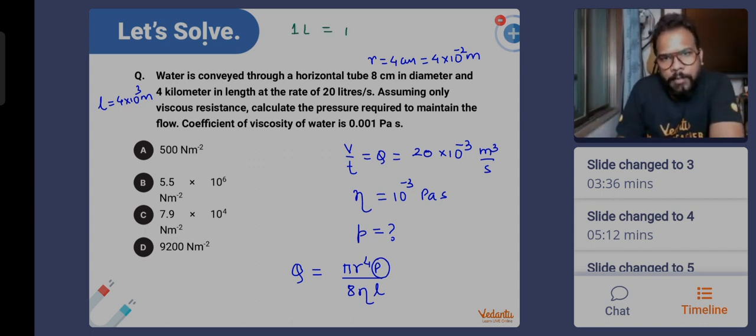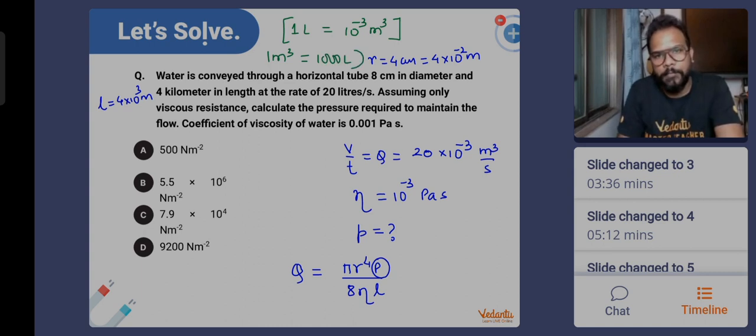1 लीटर जो होता है ना वो 10 to the power -3 मीटर क्यूब होता है. ये कन्वर्जन याद रखना. ऐसा बोल सकते हो, 1 मीटर क्यूब जो है वो 1000 लीटर होता है. ऐसे याद रख सकते हो.